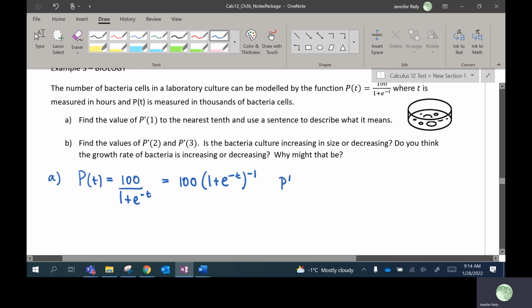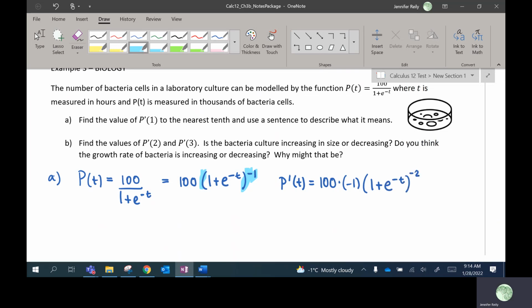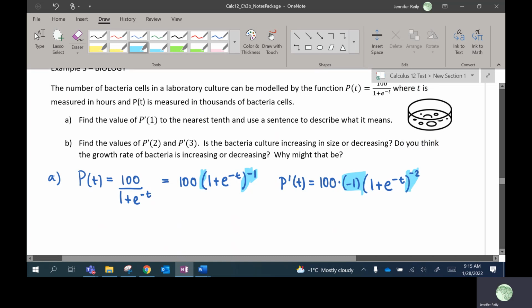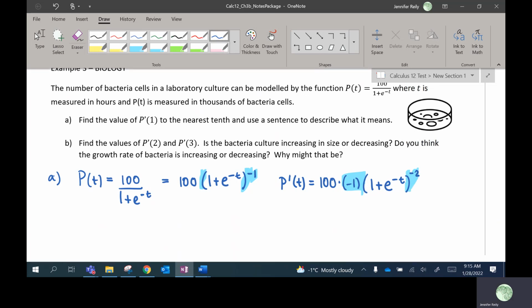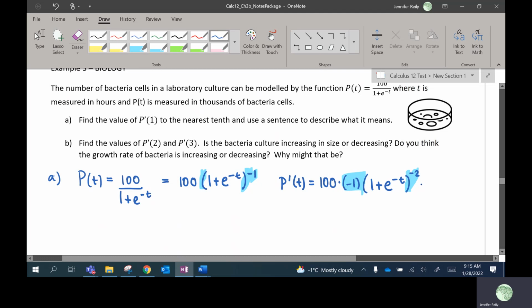When I do the derivative of this, I have 100, and then I'll do the derivative of this part here. So I do have to do a chain rule. The outer function is this power of -1, so the -1 comes down in front, and the power reduces by 1. That's the outer part. Now we do the derivative of the inner part. The derivative of 1 is nothing. The derivative of e to the -t is e to the -t times -t prime, which is -1. So it's another chain rule there.